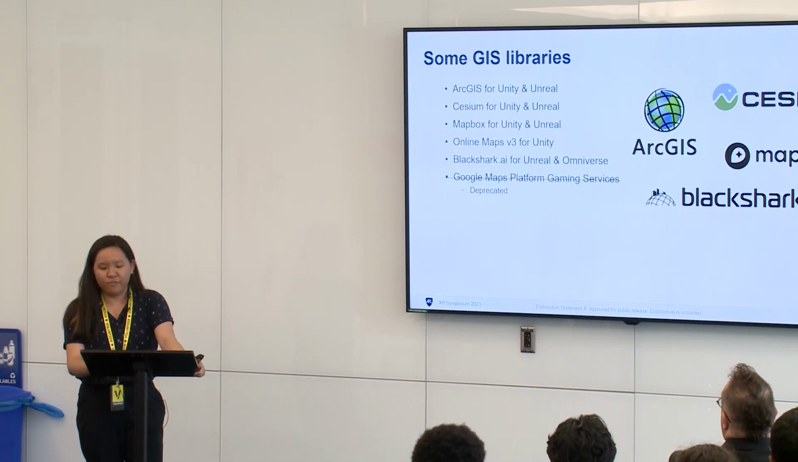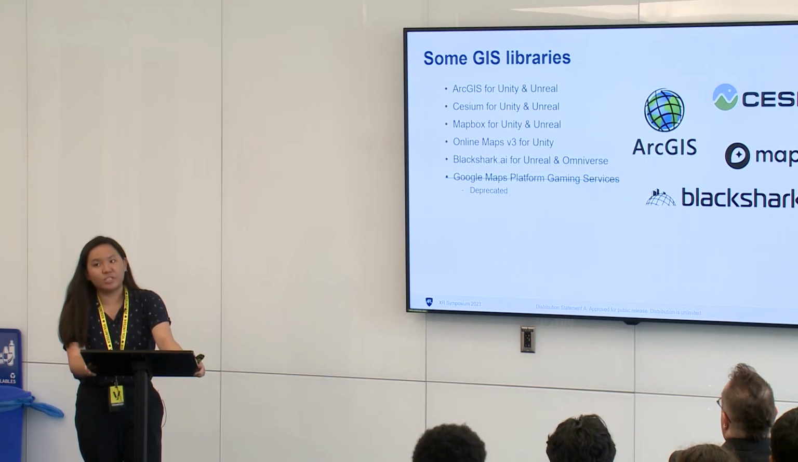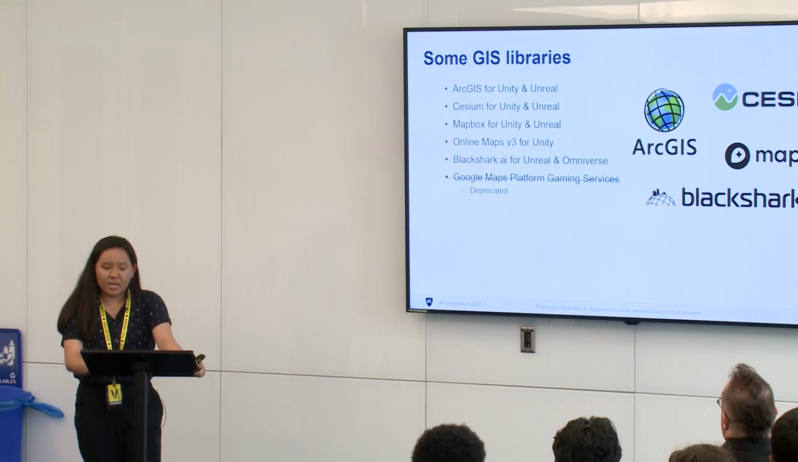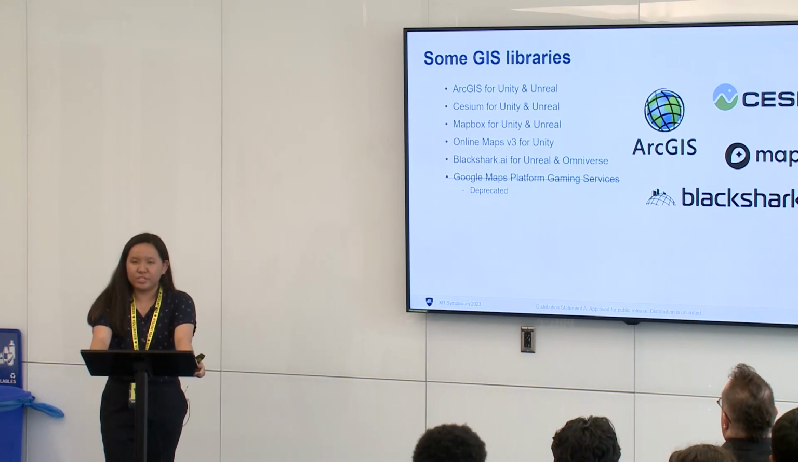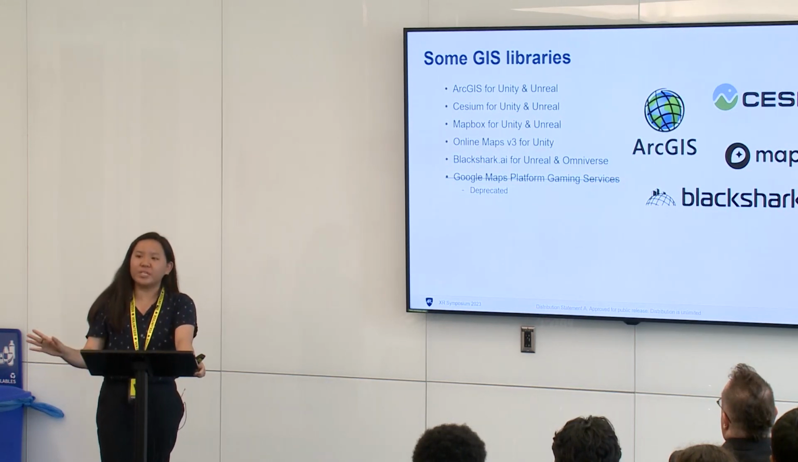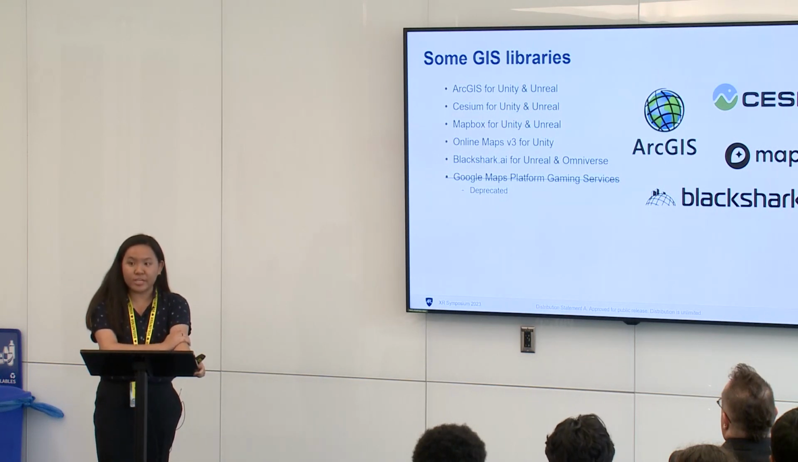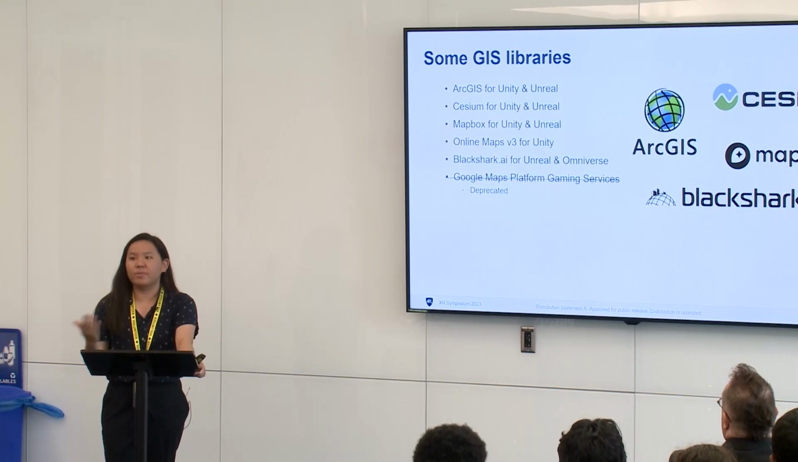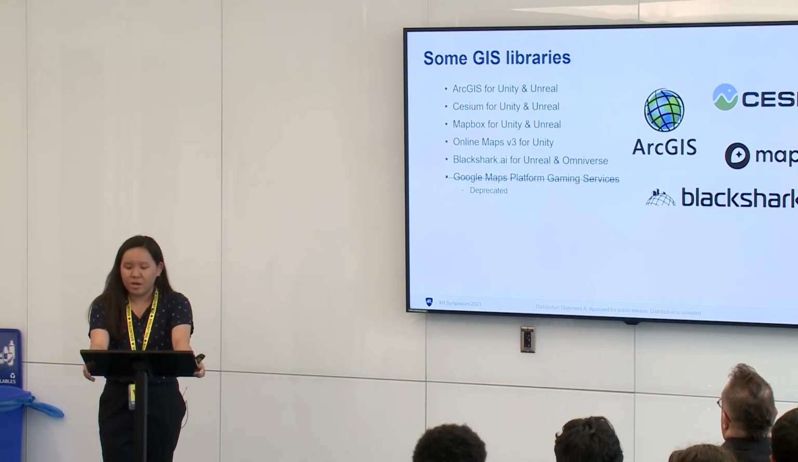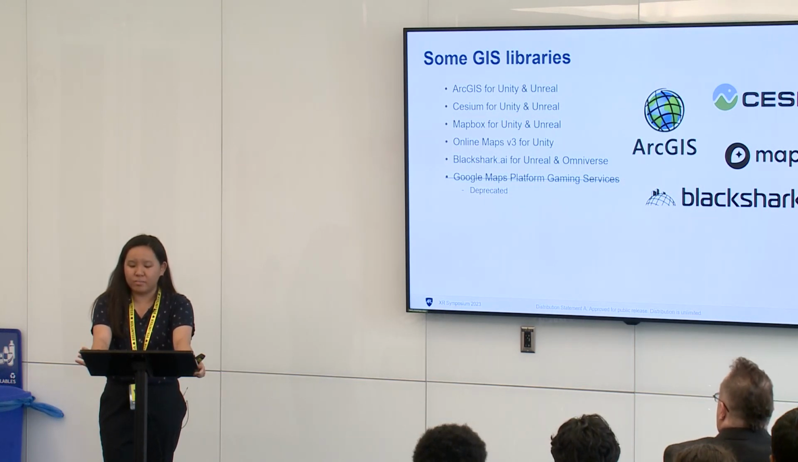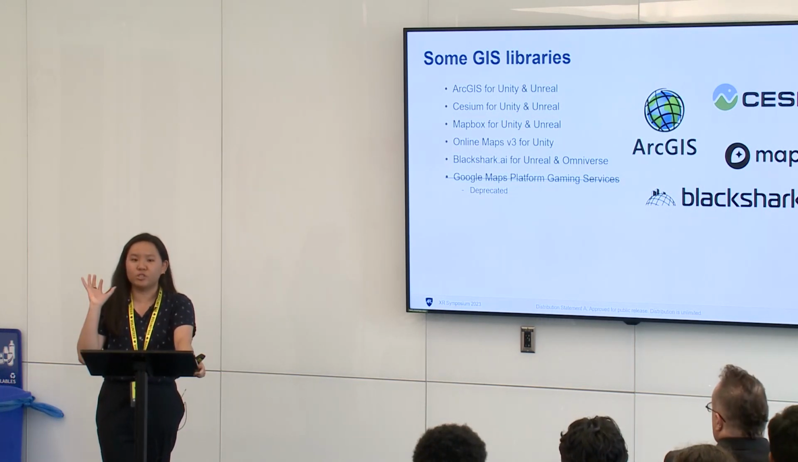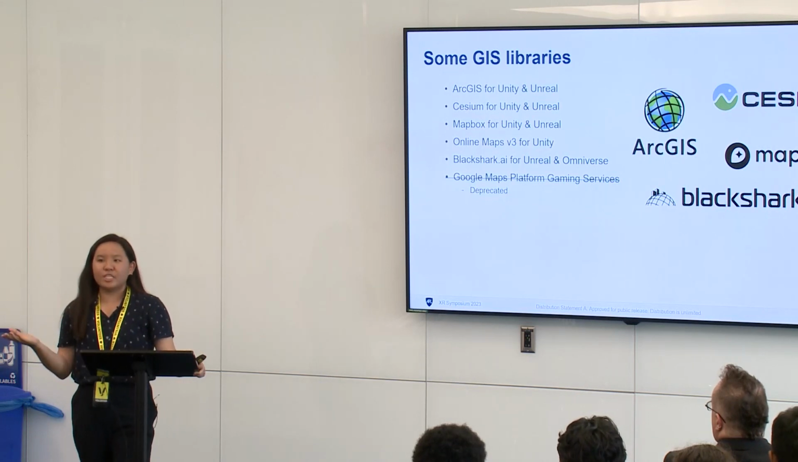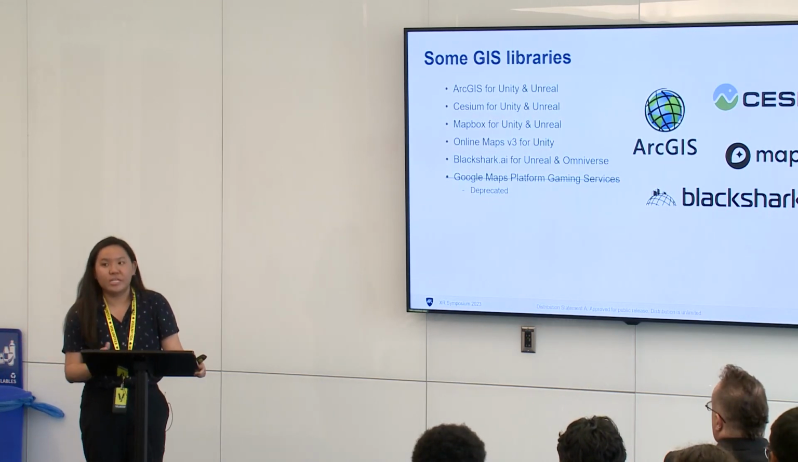So here are a few GIS libraries available for game engines: ArcGIS and Cesium, as I mentioned earlier, as well as Mapbox, which is more like a large suite of applications outside of XR use as well. So you can primarily use this for online map-related dev, but also for XR-related dev. Online Maps is a one-time purchase Unity package that is multi-platform. So if your team is strictly a Unity-based team, this might be a simpler solution for you.